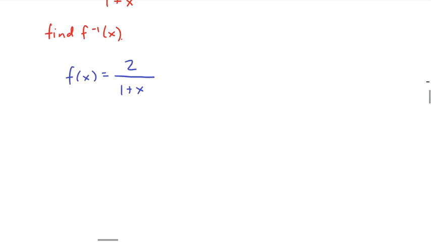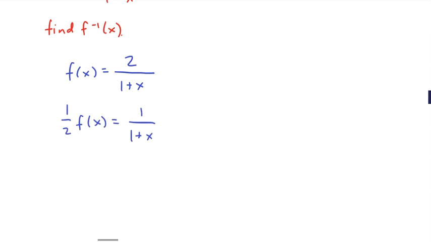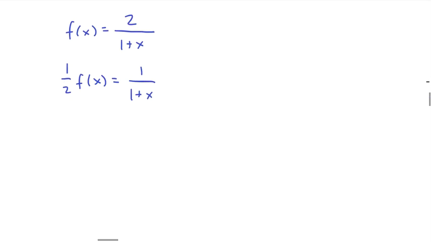The first thing I'm going to do here is multiply both sides by 1/2, because if I do that, I can get rid of this numerator 2. So if I multiply both sides by 1/2, I have 1/2 f of x is equal to 1 over 1 plus x. Now, I'm going to multiply both sides by 1 plus x. Even though I'm not isolating the x, I can divide out this term once I do that, and then that will allow me to isolate the x.